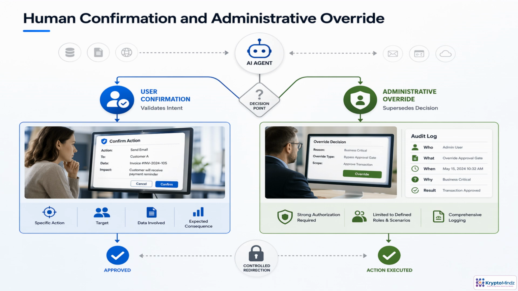Administrative override is different. It is a privileged exception path, used only by authorized roles in defined scenarios. Because it bypasses normal decisions or approval gates, it needs stronger controls. Every override should capture who acted, what changed, when it happened, why it was justified, and the resulting system state.